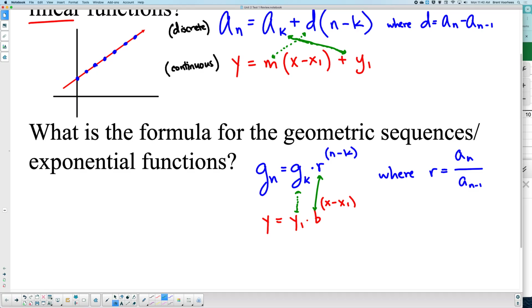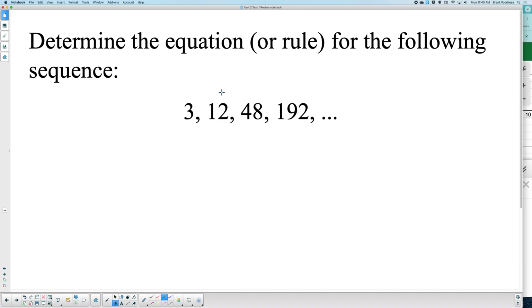All right, so let's try this first one. It says, determine the equation or rule for the following sequence. We have 3, 12, 48, 192. My question for you, it says it's a sequence. Is this arithmetic or geometric? Geometric, good. How'd you know it's geometric?